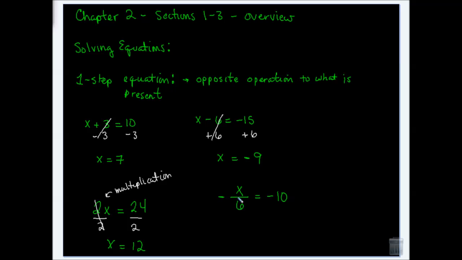Okay. And then this is division. Don't think of it as fractions, think of it as division. So I'm saying x divided by 6, and this is a negative, so I'm going to multiply both sides by negative 6. Because this negative will cancel that negative, and this 6 will cancel that 6. And I'll be left with x. And then negative 10 times negative 6 is 60.